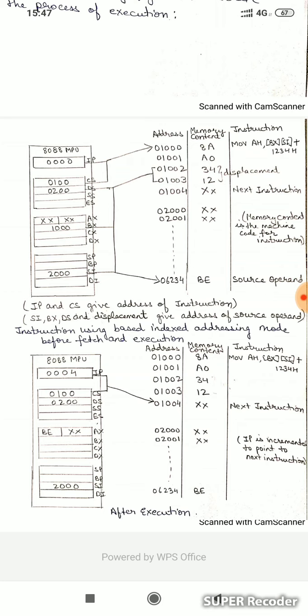Now the byte of data stored at this address will be moved into the higher order byte part of AX. So after the execution of this instruction, you can see the contents BE at the address 06234 has been copied into the higher order byte of AX, and IP has been incremented to point to the next instruction.